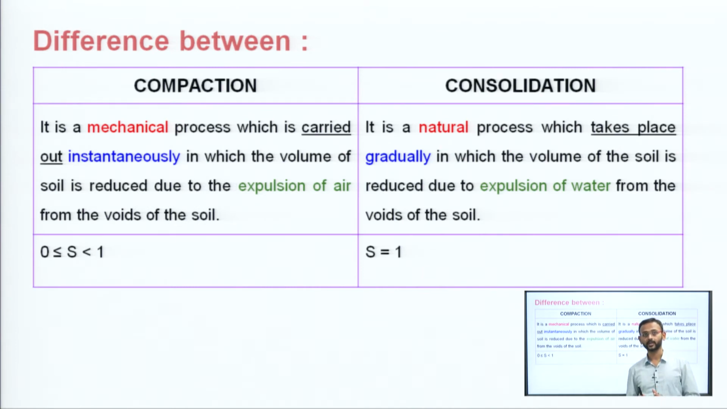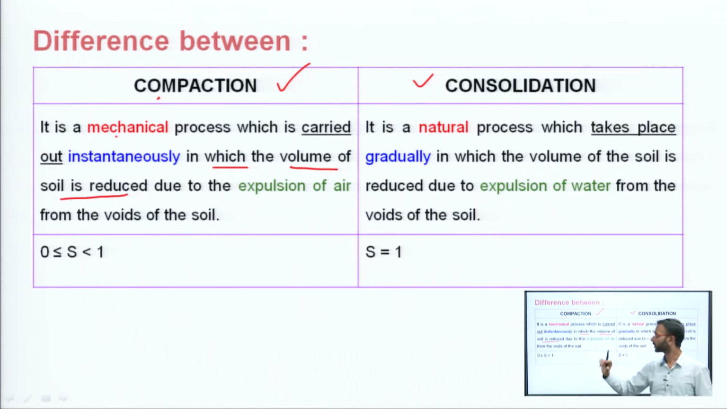Now, the very first thing here: what is the difference between compaction and consolidation? The terms look almost similar, but there is a very big difference. In compaction, we go with the definition first. It is a mechanical process, the very first thing, which is carried out instantaneously, in which the volume of soil is reduced. Remember this point: due to the expulsion of air. So, the cause of volume reduction is the expulsion of air from the voids of the soil.